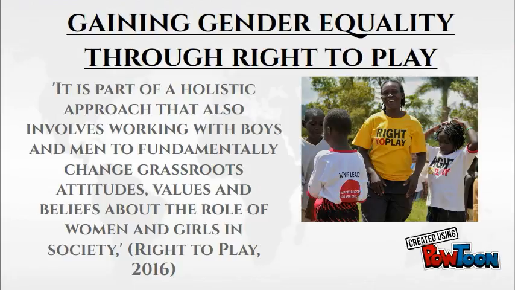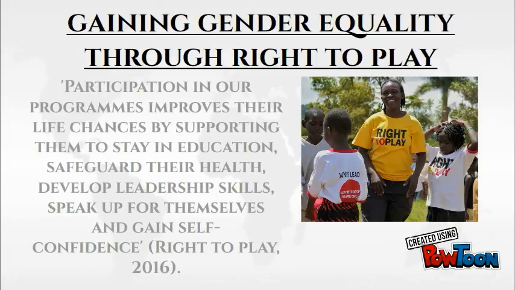Right to Play work with men and boys to change grassroots attitudes about the role of women and girls in society. It helps the girls stay in education, safeguard their health, develop leadership skills, speak up for themselves and gain self-confidence, which is vital in a young woman.